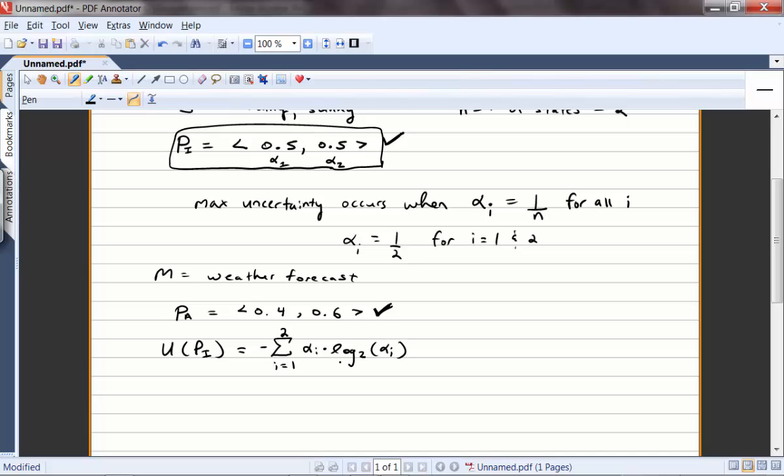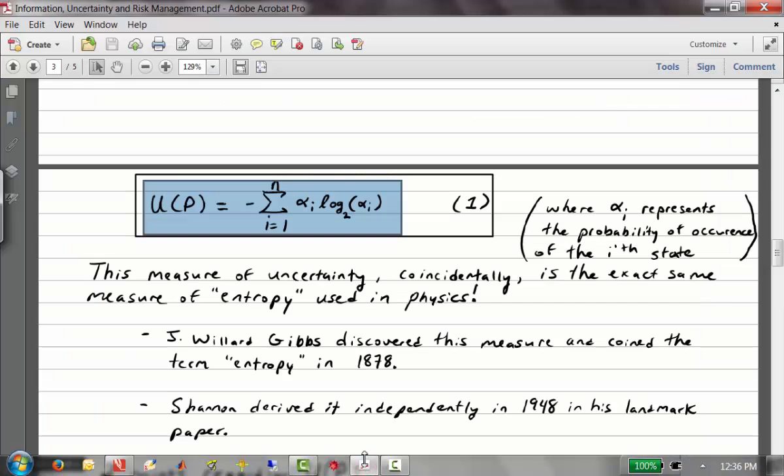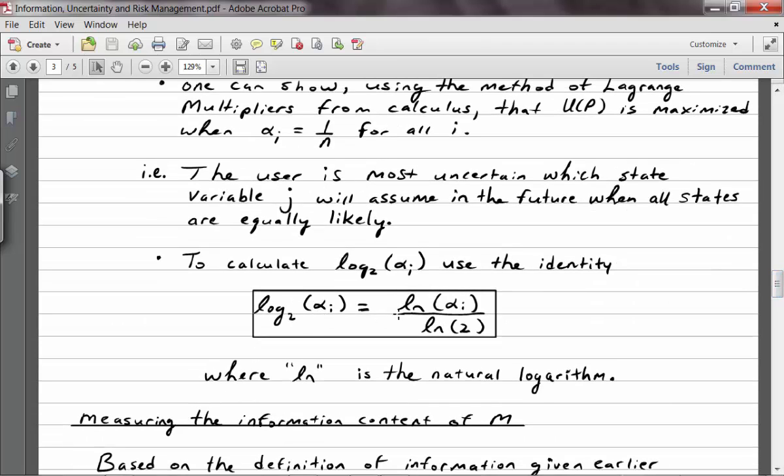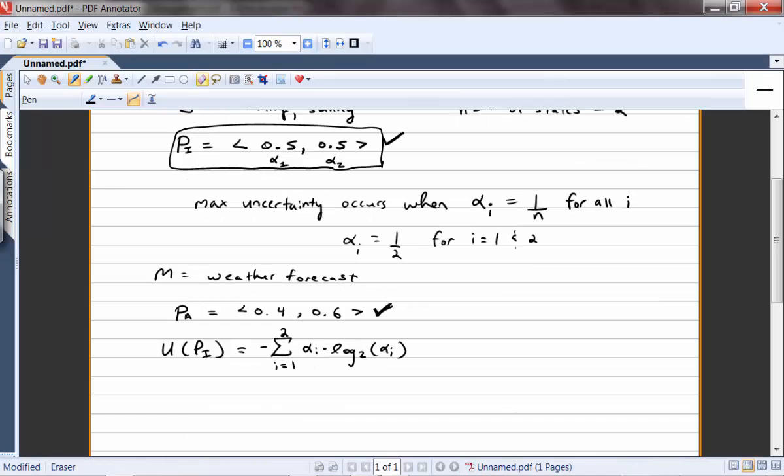But the thing is, we can't calculate log base 2 on our calculator. So let's use this identity that we gave in the lecture notes. Log base 2 of any number is exactly the same thing as the natural logarithm of that number divided by the natural logarithm of 2. So let's just substitute that in right here. Log base 2 of alpha sub I is exactly the same thing as the natural logarithm of alpha sub I divided by the natural logarithm of 2. So there we have that.